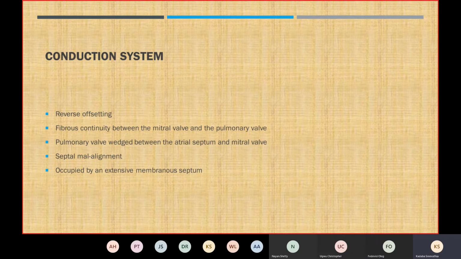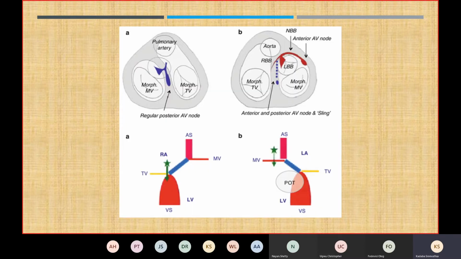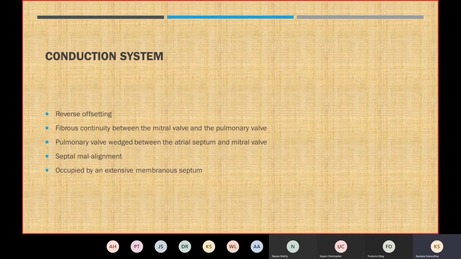So now coming to the conduction system. Why we are stressing so much on the conduction system is that the conduction system in ccTGA is not in the usual pattern as in a normal heart or in a heart with a regular perimembranous VSD. Why is there an abnormality in the conduction system? There is a reverse offsetting of the valves. That is, the mitral valve is a bit higher as compared to the tricuspid valve, as compared to the normal heart, where the tricuspid valve is offset more.